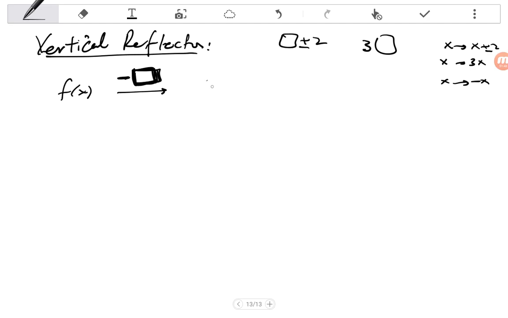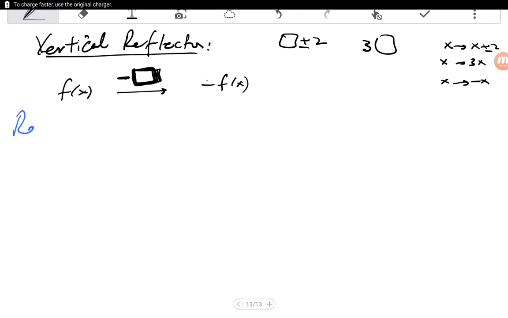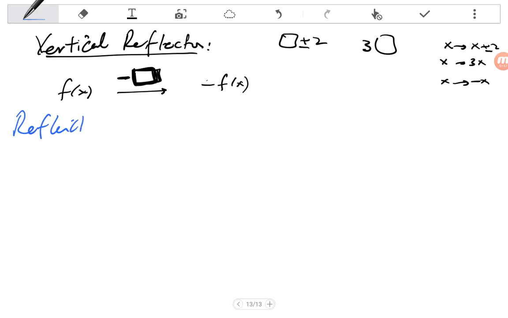So in this case, if I need to graph this function, what is a vertical reflection? It means a reflection about the x-axis. So for example, if I need to graph negative x squared, starting from x squared.